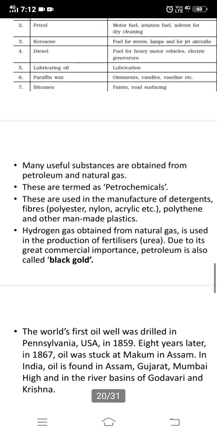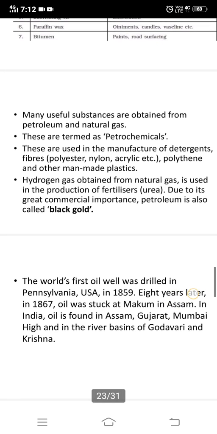Then hydrogen gas, which is obtained from natural gas. We will be studying natural gas after this. So hydrogen gas obtained from natural gas is used in the production of fertilizers also. So again, that is a petrochemical. We are talking about petrochemicals. Due to the great commercial importance, petroleum is also called black gold.